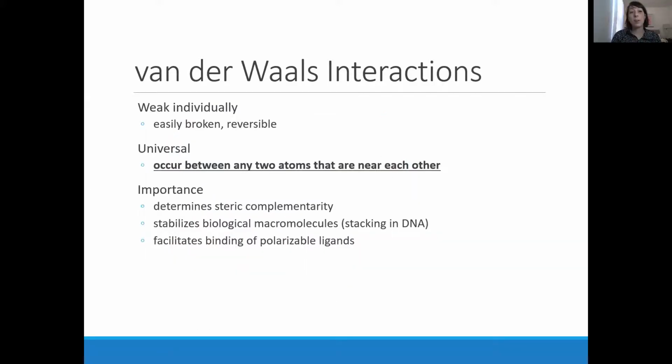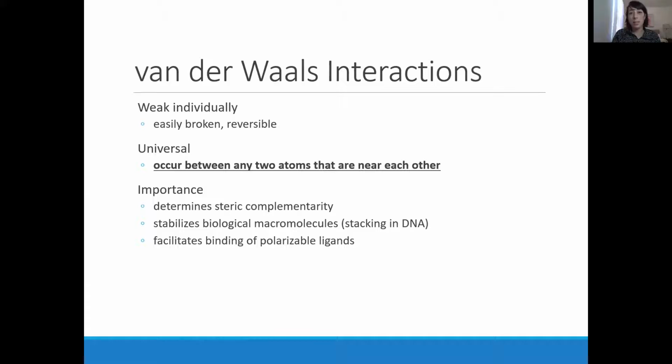These are very weak individually. Each one van der Waals interaction is not strong, so it is easily broken and reversible. But when you have many van der Waals interactions, you can get some strength out of that. For example, how geckos can climb walls. They're actually having thousands of these van der Waals interactions on their little toes that can then cause some strength in numbers.